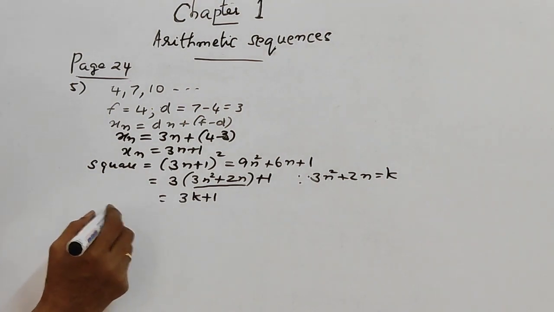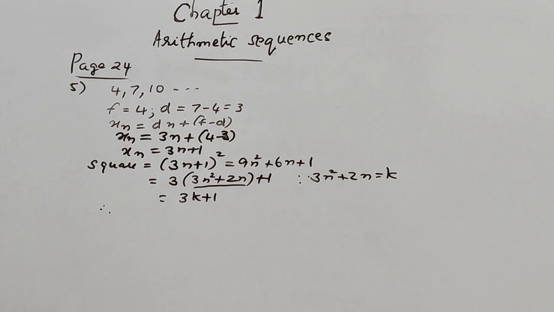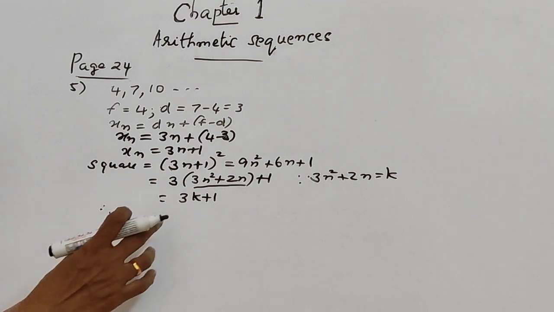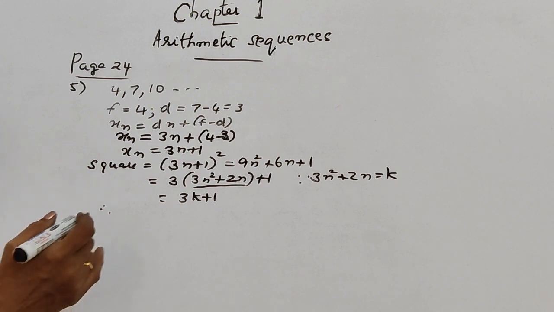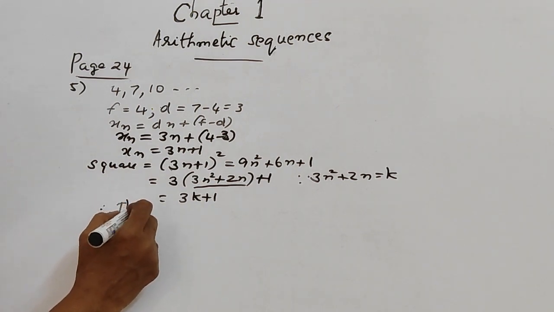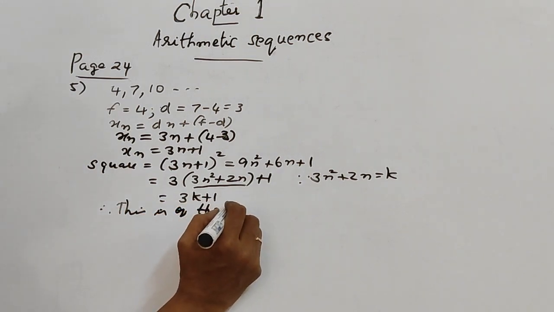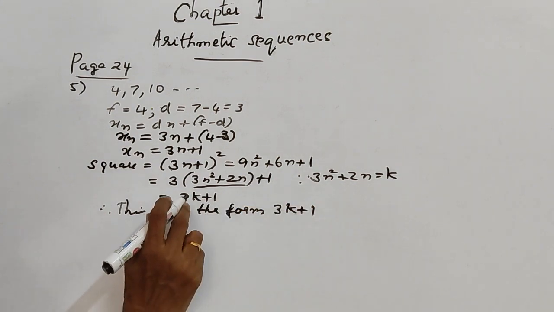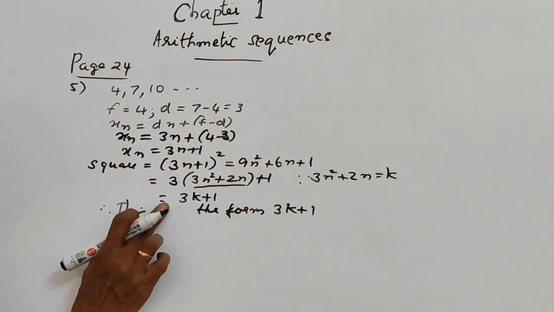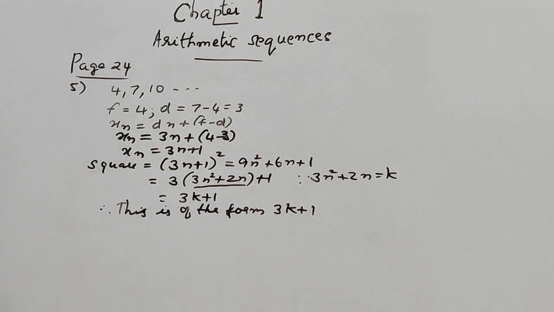So, what to write? When we divide, we can say that it is of the form 3k plus 1. The squares of all the terms of this series are of the form 3k plus 1. Dividing by 3, we get 1 as the remainder.